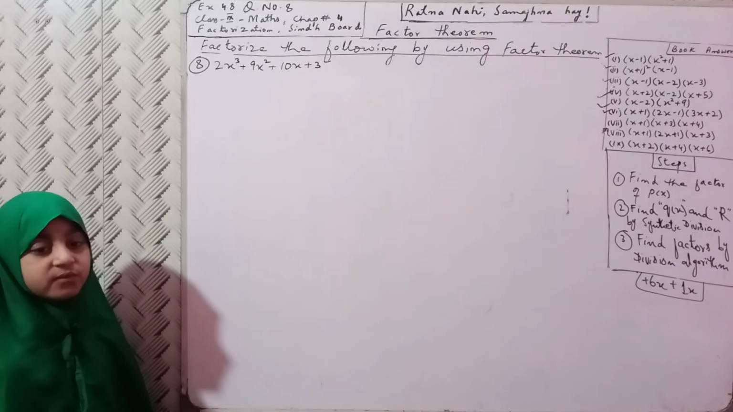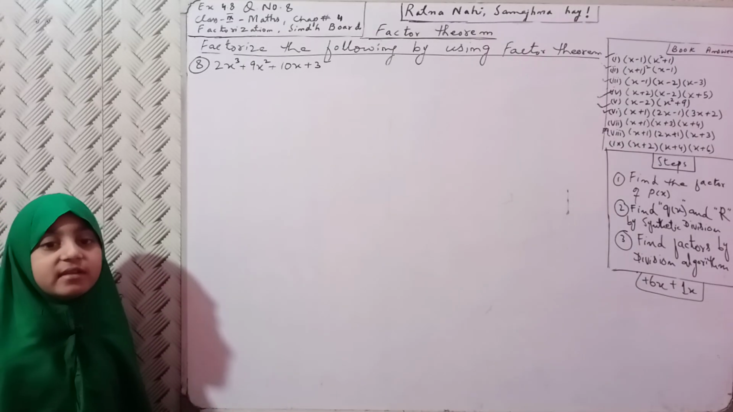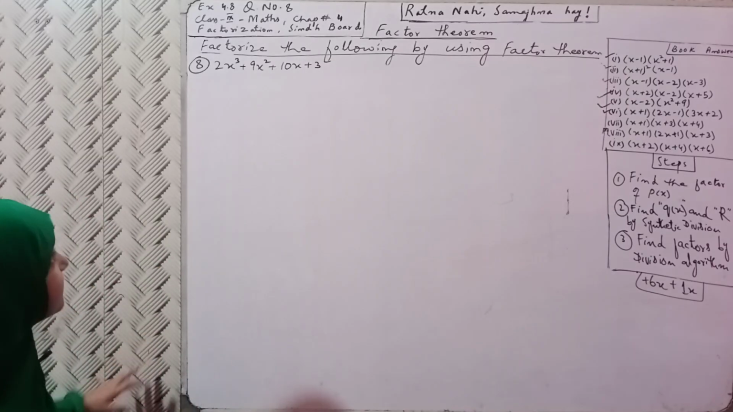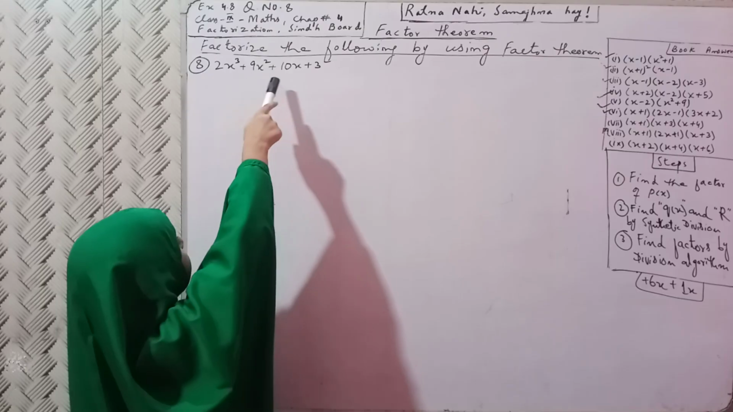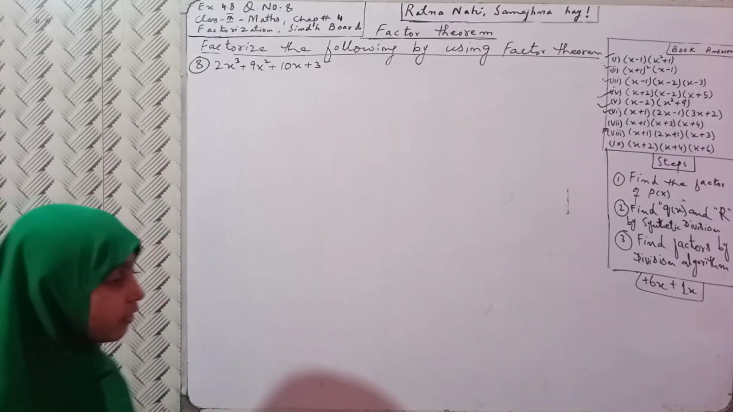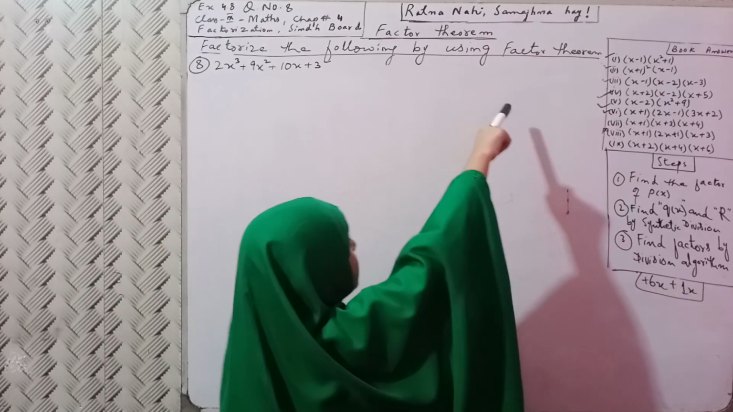I am a student of class 3. My school name is Faisan Islamic School System, Hyderabad, Pakistan. Today we are going to learn Exercise 4.8 question number 8, class 9 maths, chapter number 4, Factorization, Sindh Board. We are going to learn the factor theorem.